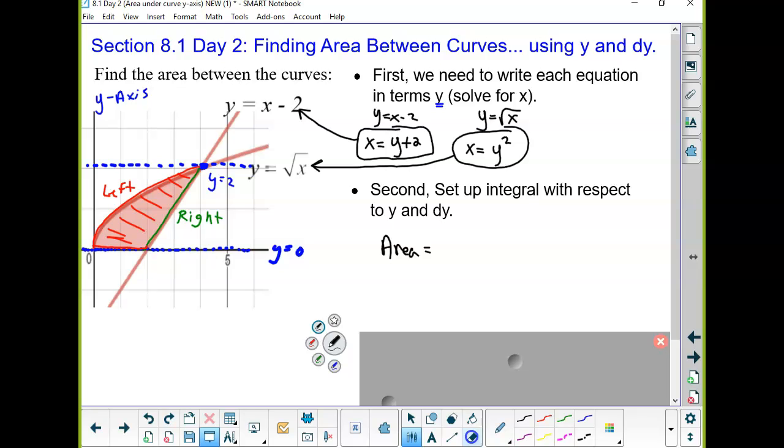What is the area? Well, since we're changing our thinking, we are going from the lowest y value to the highest y value, kind of looking at that vertical line being moved up and down. Well, the lowest y value is at y equals 0, and the highest y value is y equals 2.